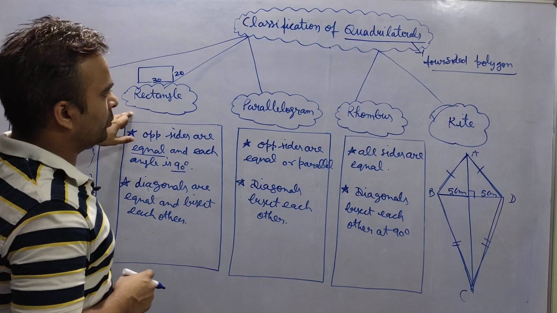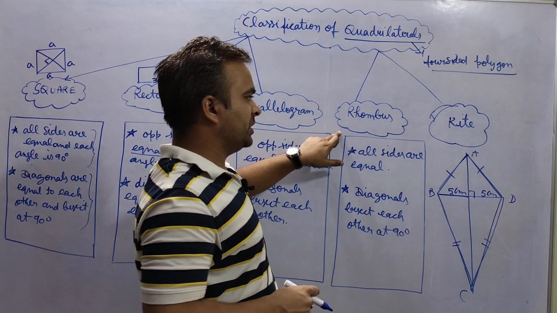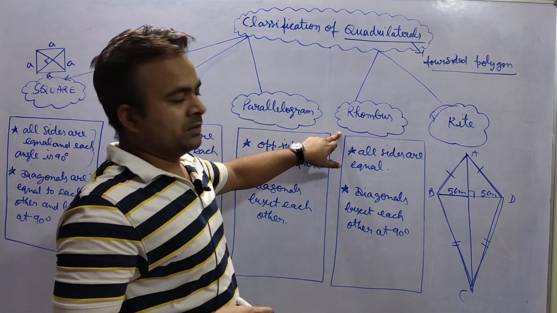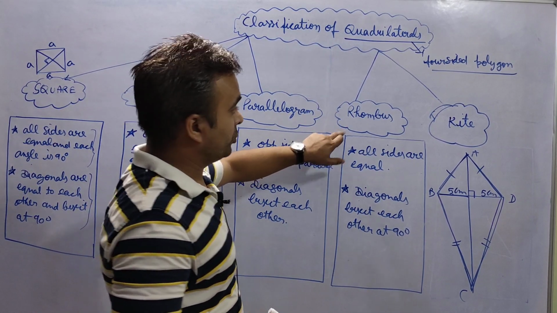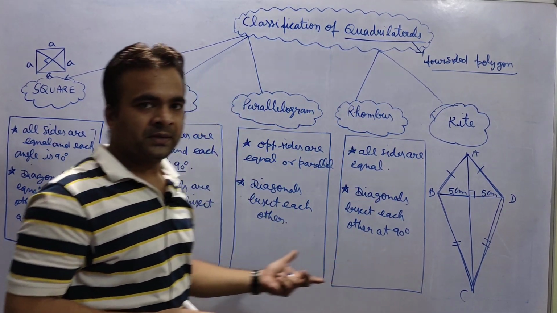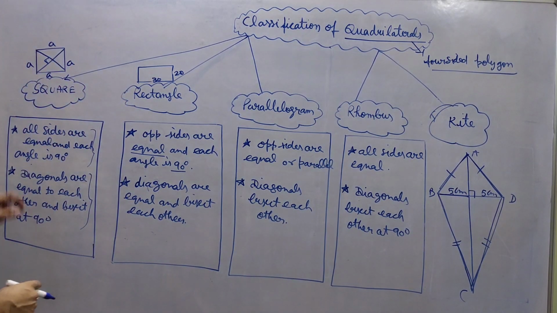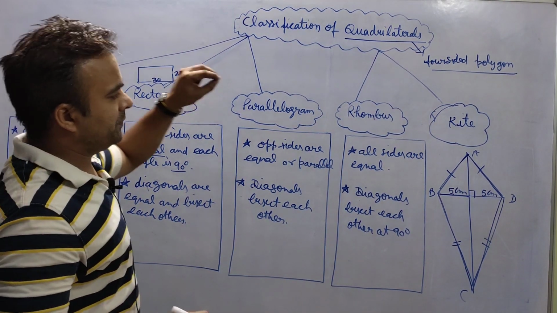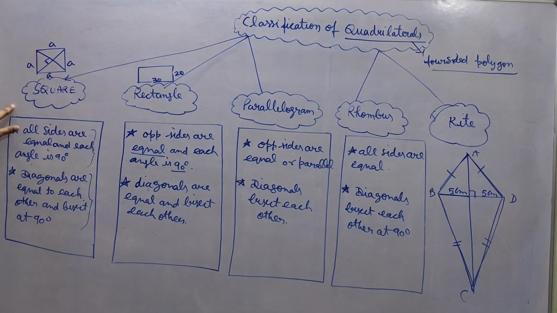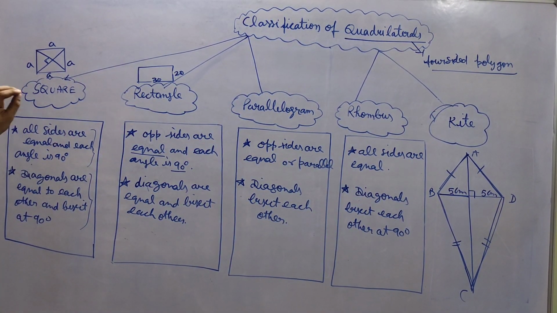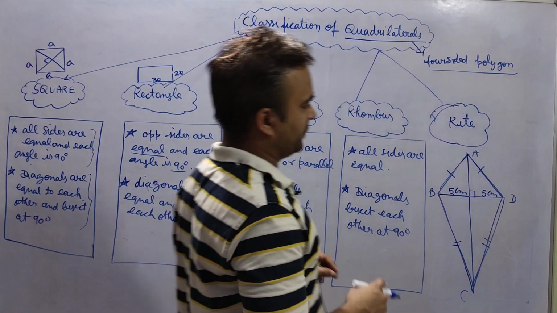A parallelogram is also not satisfying, and a rhombus, because we want the diagonals to be at 90 degrees, bisecting. Oh sorry, a rhombus is also satisfying. So we have to check which types of figures are satisfying the property of a kite. So we can say that a square can be a kite because a square is satisfying the property of a kite.